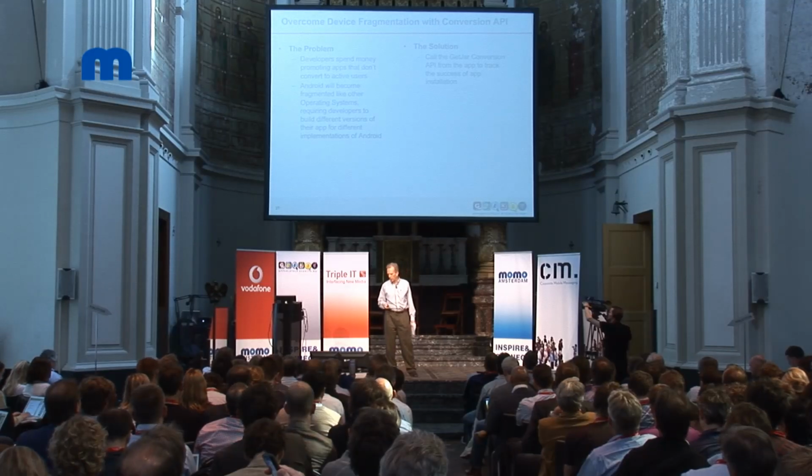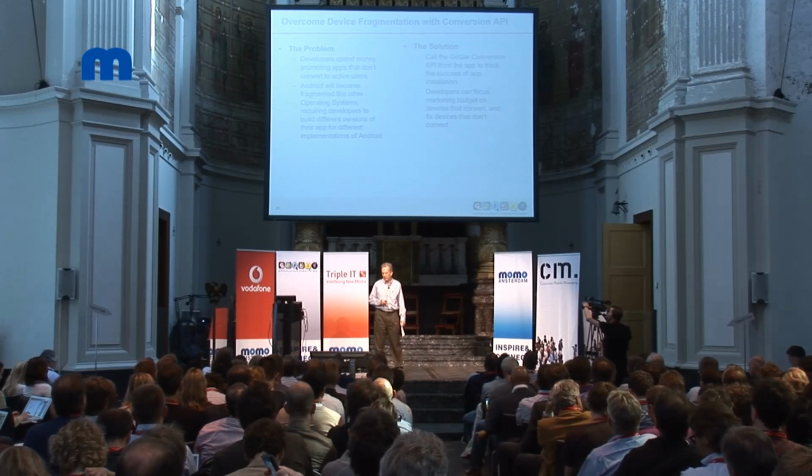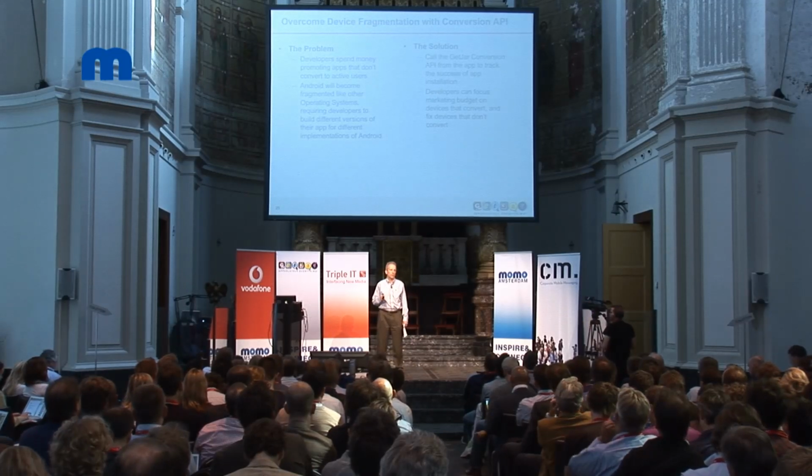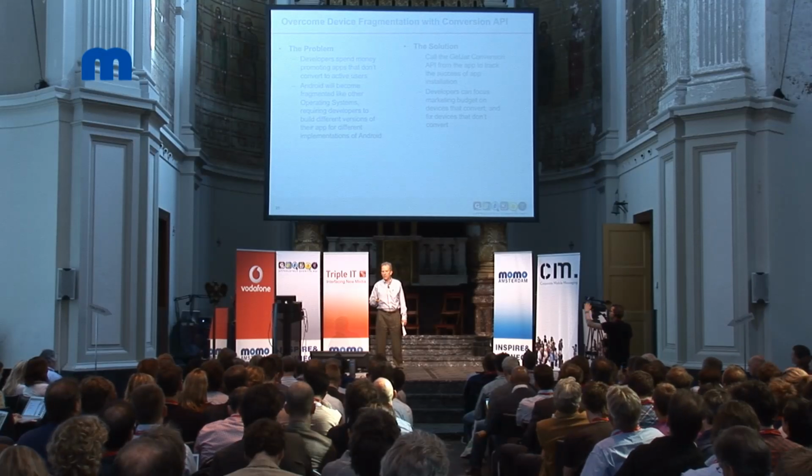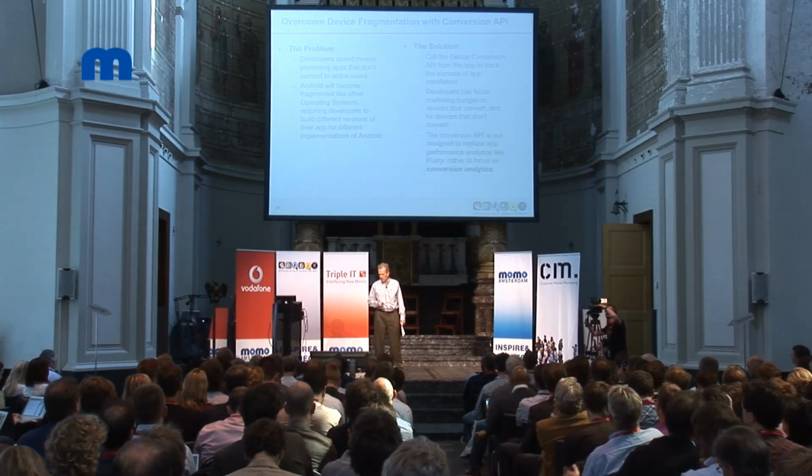So the solution is to call a conversion API from the app to track back the success of the app installation, so that you can focus your marketing resources on phones and operating systems that are installing correctly versus those that are not, and fix the ones that are not converting well. This is not designed to compete with Flurry or in-app analytics. This is designed to be more in the front end to track conversion analytics so that you as the developer have an idea of where to deploy your marketing resources.